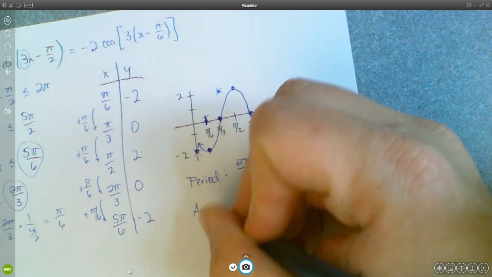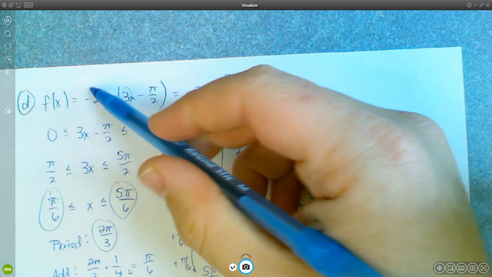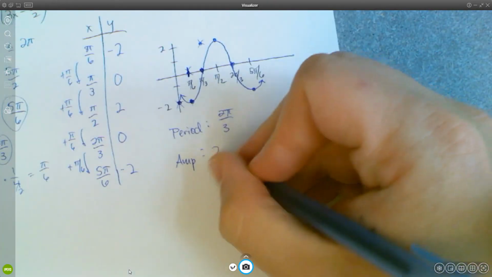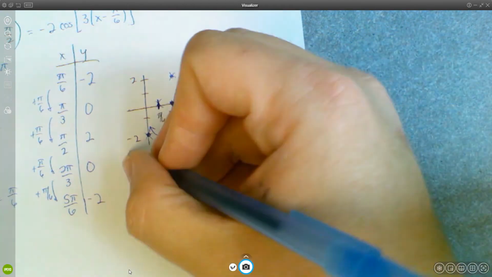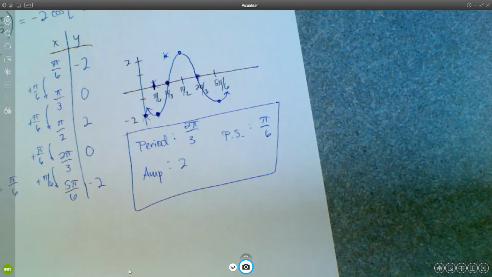The amplitude is 2. And the phase shift is pi over 6. Okay, so there's that.